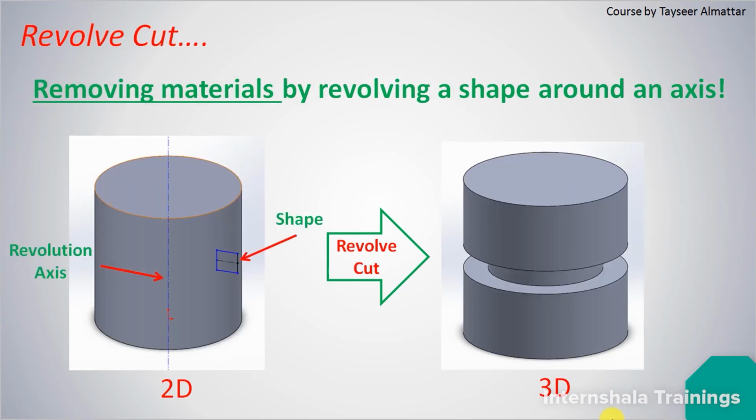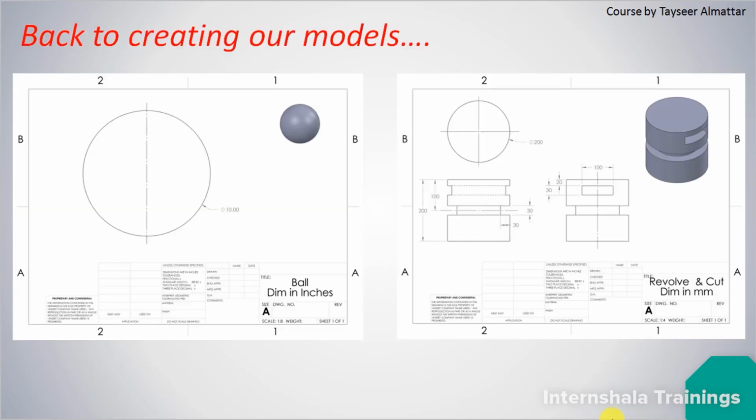Revolve Cut is the opposite of Revolve Boss. Here, we are removing materials by revolving a shape around an axis. With Revolve Cut, we can go from the 2D sketch on the left to that slotted object on the right. Again, note the shape and the revolution axis on the left. So now, let's go ahead and start creating our models.